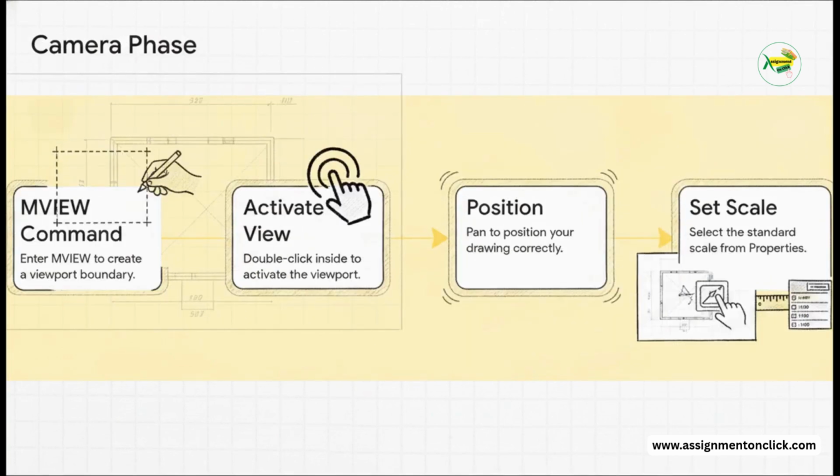Now we bring in the camera. While still in paper space, type the command MVIEW to draw your rectangular viewport boundary, and boom, your model magically appears inside it.